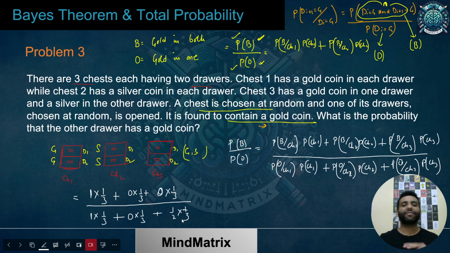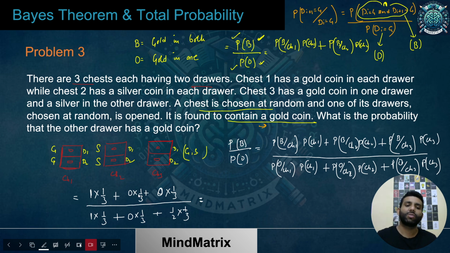I hope every value is clear. Let me tell you why this is 1 by 2: I have picked up chest 3. Now what is the probability of getting one gold coin? Any drawer can be there, it can be D1 or D2, so there can be G in one or S in one. So the probability of getting a gold coin is 1 by 2, because the other possibility is getting silver.